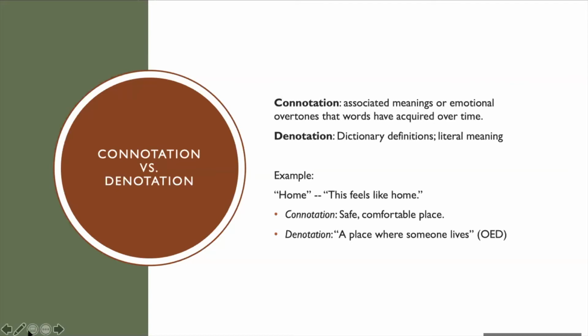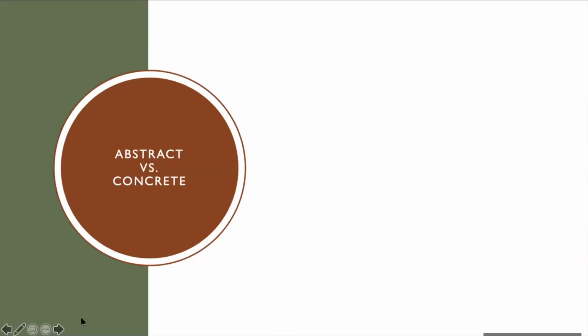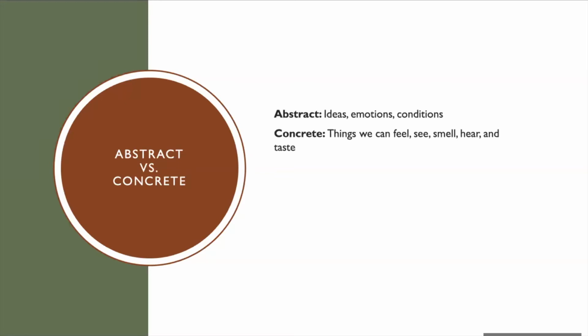All right. Why am I not going to the next slide? Okay, there we go. Concrete versus abstract. Abstract words are ideas, emotions, and concrete words are things we can feel, see, smell, hear, and taste. The way I like to think about this is abstract things you can't really put in a box necessarily and give to someone, but concrete things you can. And when I say things you feel, I don't necessarily mean emotionally feel, but actually touch.